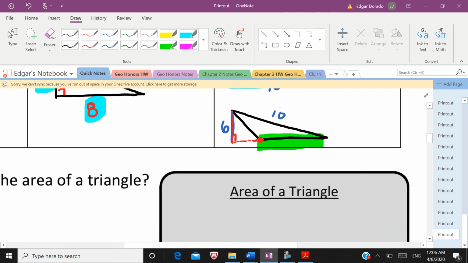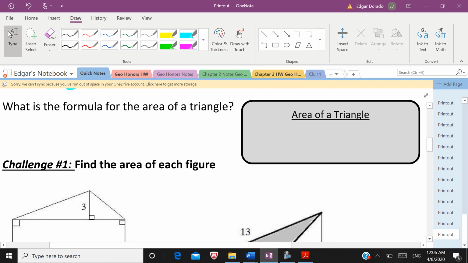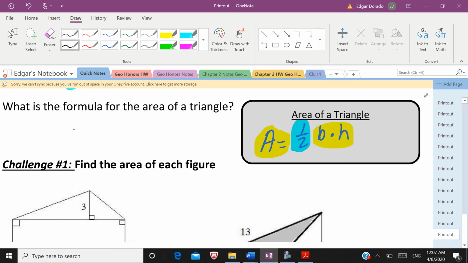So what is the formula, guys? What is the formula for finding the area of a triangle? Well, you guys may already know this, but here it is. Area is 1/2 the base times the height. If you look closely, this looks familiar because that's the area of a rectangle. Now, what's different? Well, now we have this added portion of 1/2. Well, why does that make sense, guys?